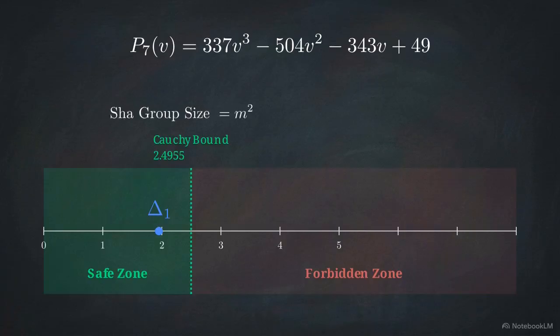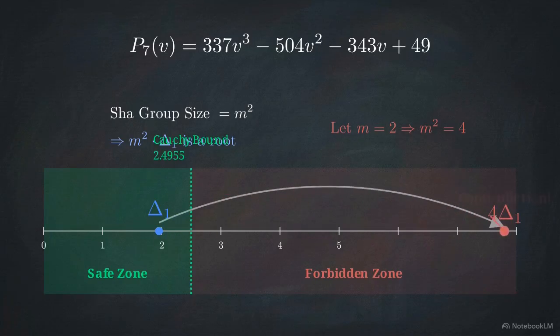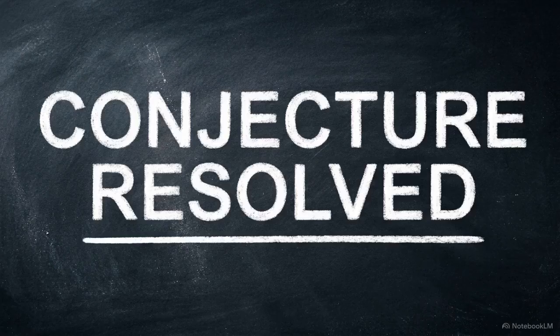The BSD conjecture states that if the Sha group has a size of m squared, then m squared times delta 1 must also be a root. But testing an m value of 2 or greater sends the point far outside the Cauchy bounding box. Since any group size larger than 1 violates the Cauchy bound, the size of the Sha group must be 1.